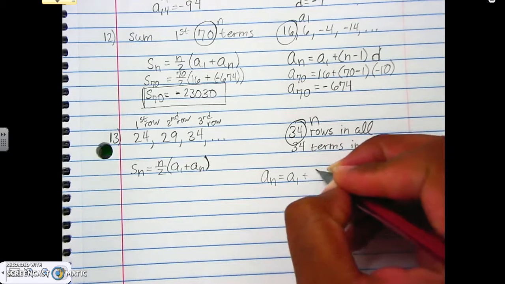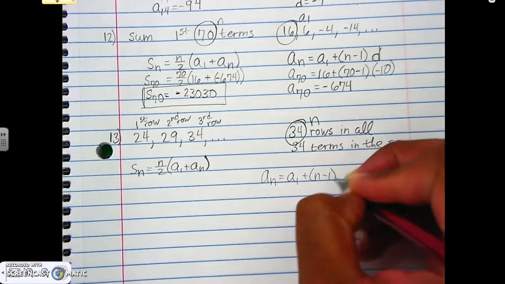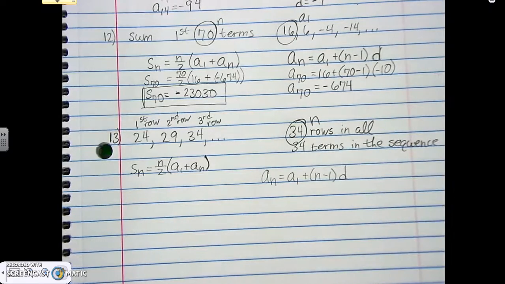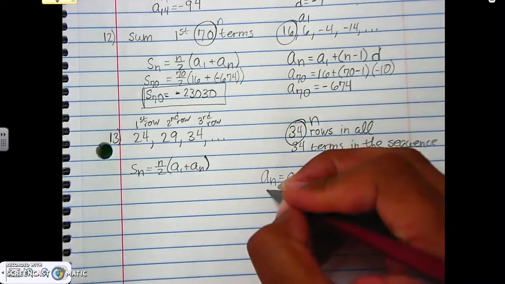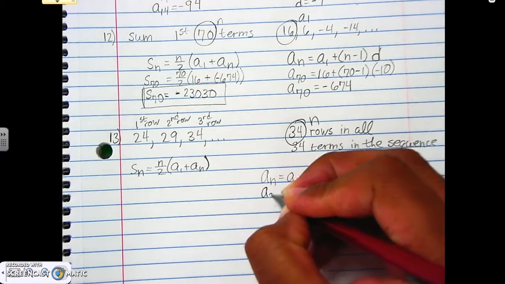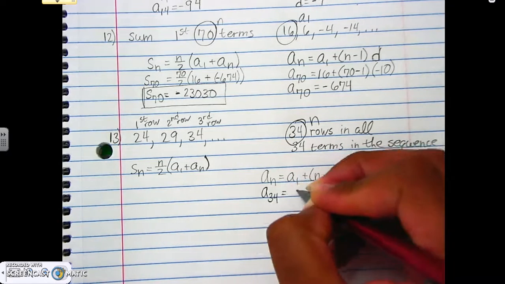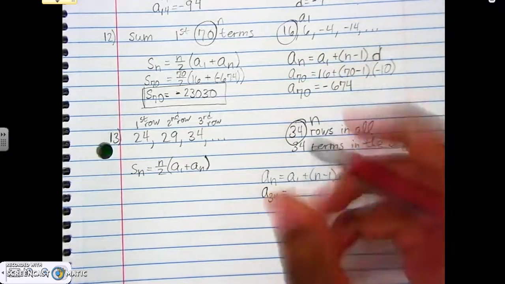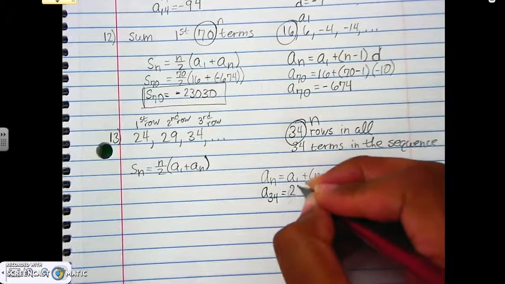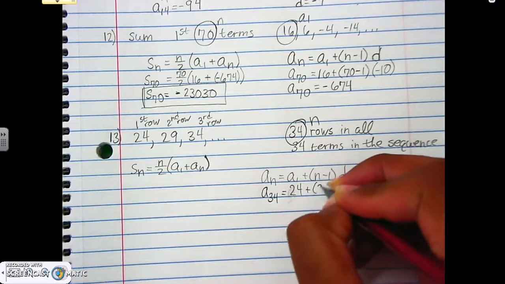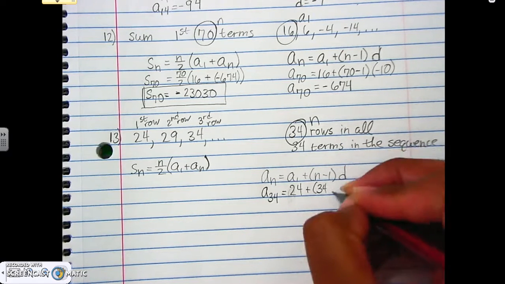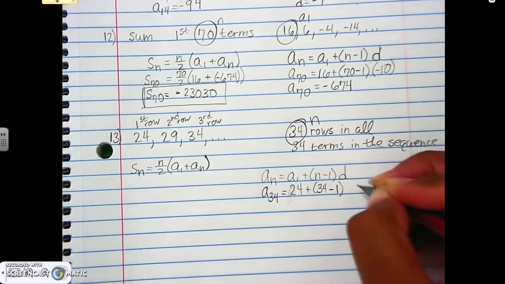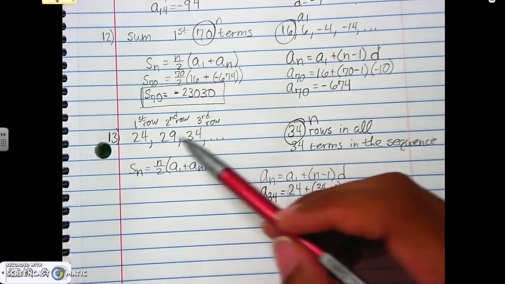Using the same formula we had on the last one. Putting both formulas together. It's great. So wonderful. I love math. Let's do A34 because we know that there's 34 rows, so that's the 34th number. All right, so A1 is 24. N is 34 again because there's 34 rows. And then the common difference is what we have to find.